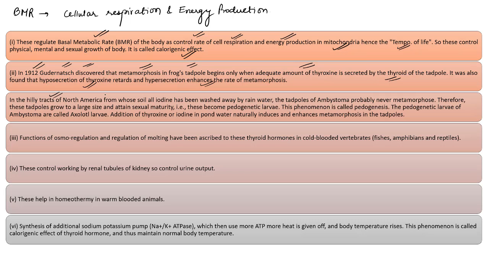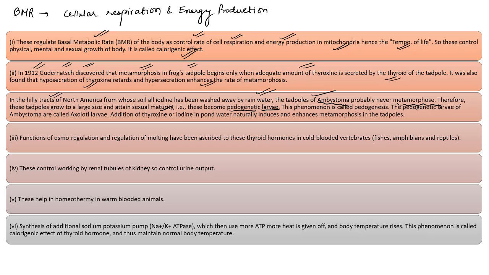In the hilly tracts of North America, all iodine has been washed away by rainwater; basically, the minerals get leached. The tadpoles of Ambystoma probably never metamorphose. Therefore, these tadpoles grow to a large size and attain sexual maturity. They become pedogenetic larvae, very important. So Ambystoma, because of this lack of iodine, become pedogenetic larvae, as they are not converted into the adult frog.